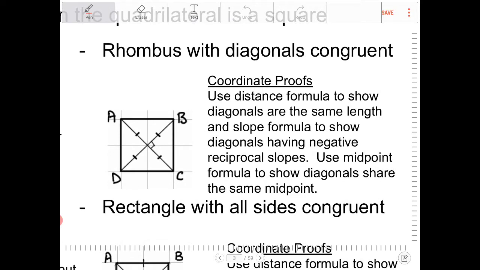How do we show that a quadrilateral is in fact a square? By using the second property: if the diagonals are congruent and they are perpendicular bisectors of one another. To do this, we need to use the distance formula to show that the diagonals are in fact the same length, and we need to apply the slope formula to show that the diagonals have negative reciprocal slopes, and then lastly apply the midpoint formula to show that the diagonals share the same midpoint.